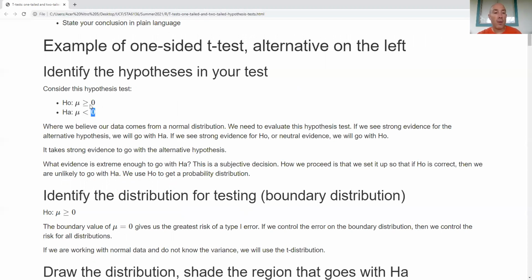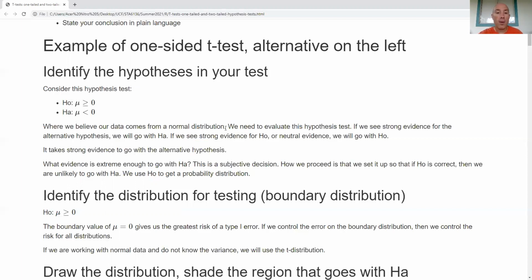All right, so here my benchmark value is 0. I just picked that number because it's an easy reference point to start with, but potentially it could be any value at all. So my null hypothesis is that the population average is greater than or equal to 0. My alternative is that the population average is strictly less than 0.